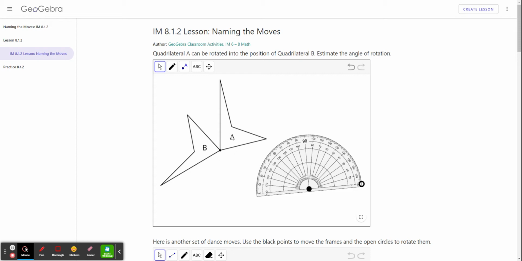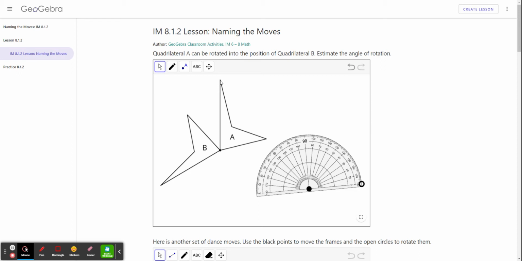It gives us a couple of quadrilaterals here. It says quadrilateral A can be rotated into the position of quadrilateral B. Estimate the angle of rotation. So if I'm just looking at taking this figure A and turning it until it lines up with this figure B, well, it looks to me like it's turning around this point where they're connected right here. Now, we would call this point where they're connected the center of rotation because that's where we're turning the figure around. That's the point it's spinning around.